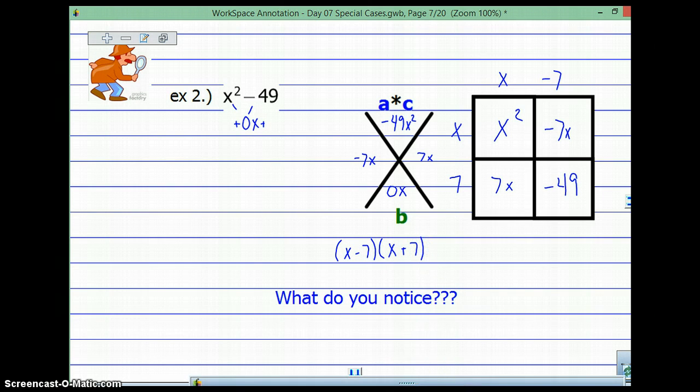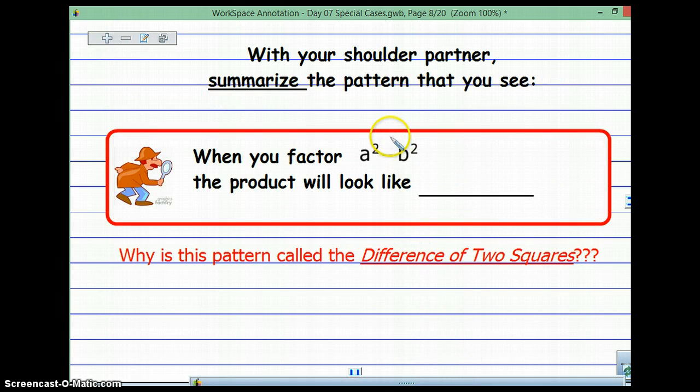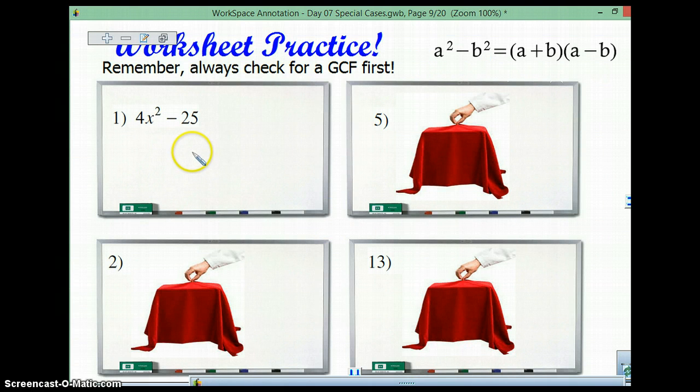All right. When you factor a squared minus b squared, the product will look like a plus b times a minus b. Why do we call this the difference of two squares? Because this is a square, and this is a square, and in the middle, you've got a minus sign, the difference. Okay, let's put it into practice.